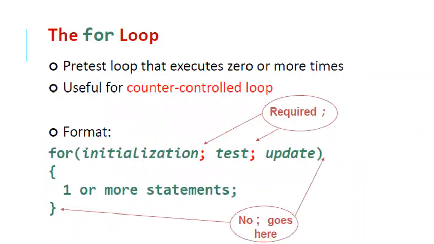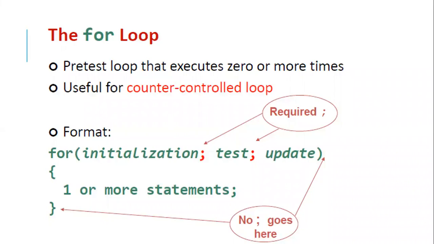So, for loop is also a pre-test loop like while. Pre-test loop, I mean it will test as soon as the console enters the loop. So, this is a counter-controlled loop.